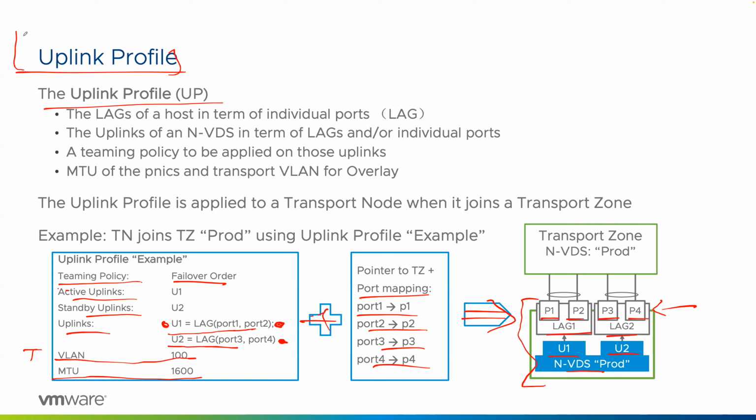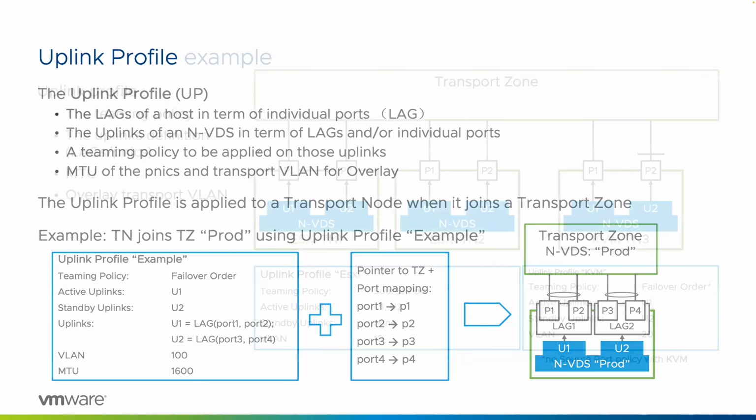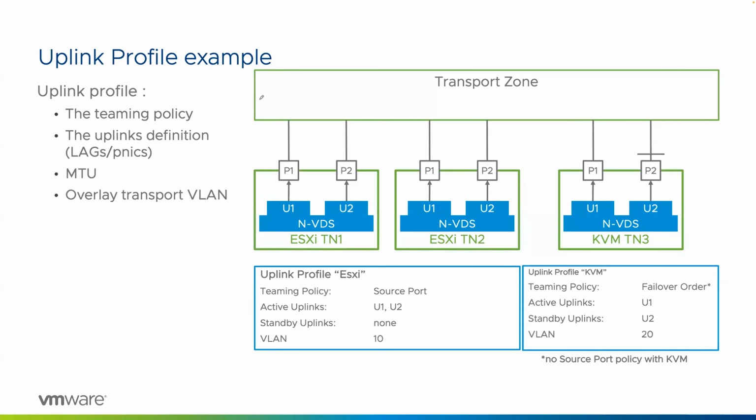Yeah, that's a virtual uplink profile. Here, just to give you some examples of uplink profile. So you can see here the uplink profile, ESXi, teaming policy. We choose load balancer, source port. And we have active uplinks U1, U2. We have standby uplink is none. We have transport VLAN is 10.